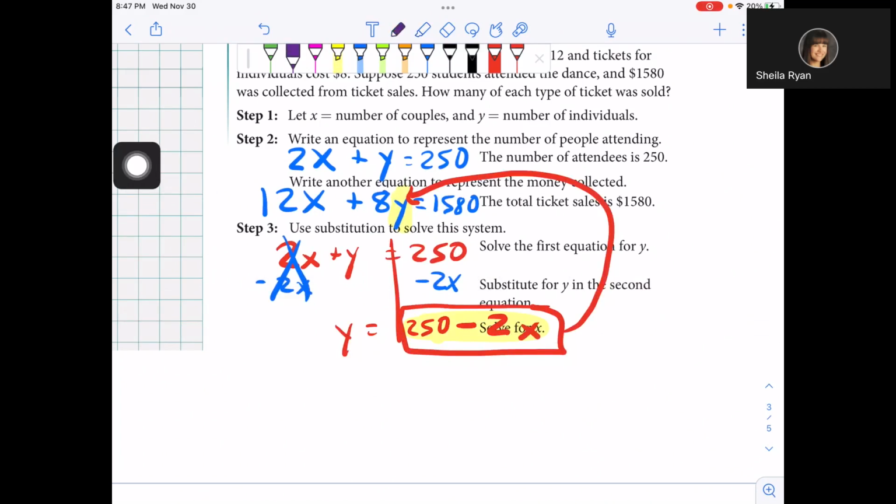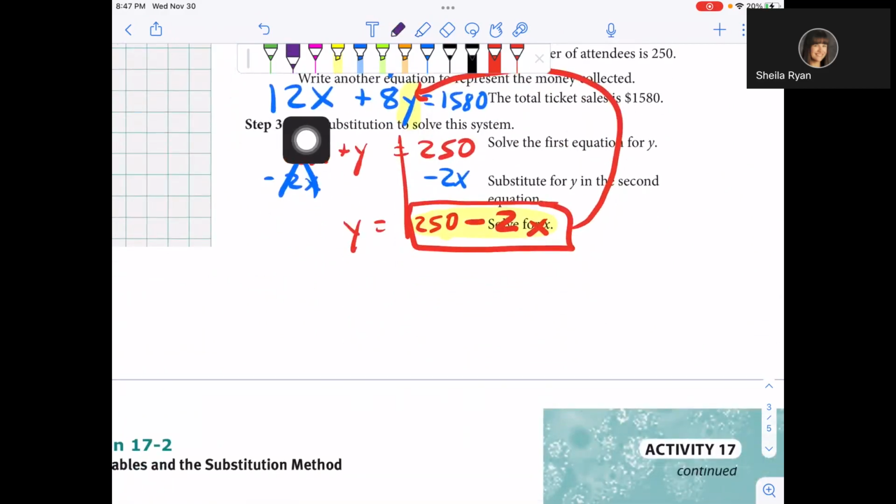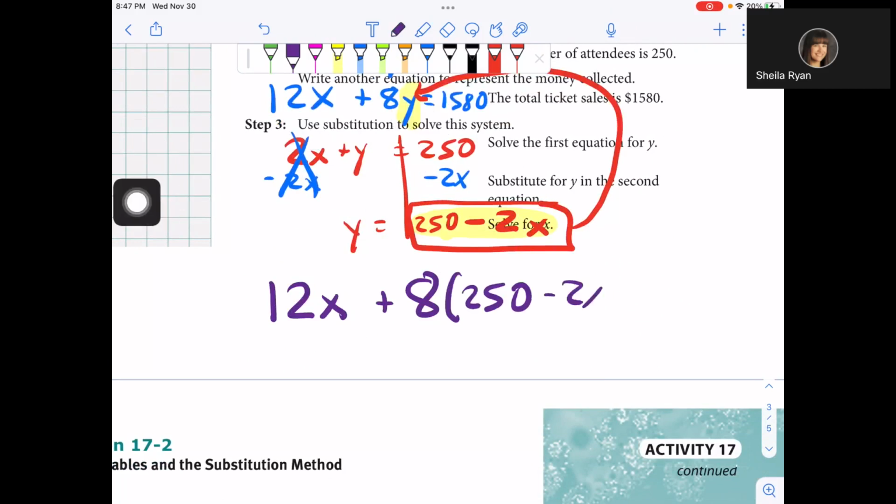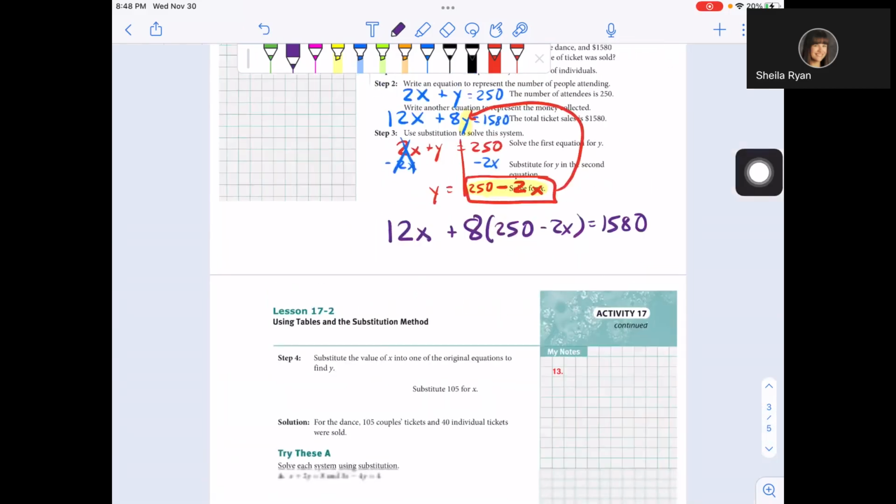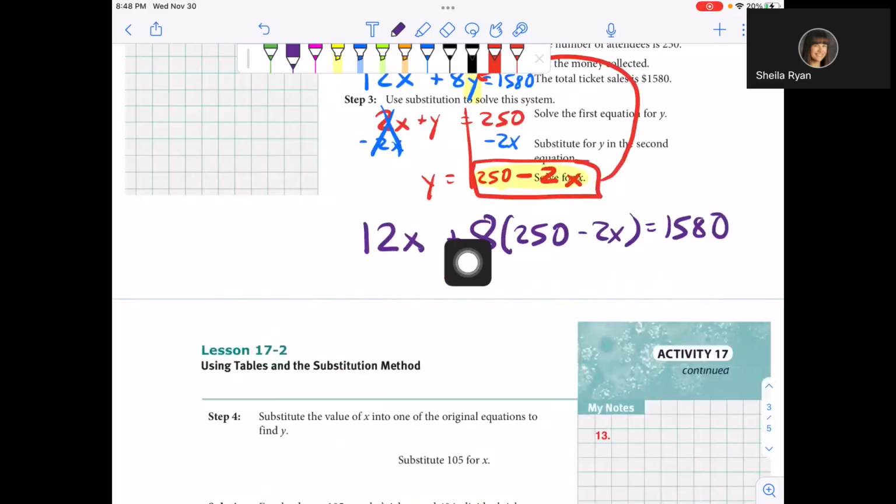And so what that step is going to look like, I have my 12X, I have my plus sign and my 8. And then instead of Y, I'm taking this expression that's equal to Y and putting it where the Y is, in parentheses. And then equal sign 1580. So this entire expression that's highlighted yellow got plugged into that second equation for the Y value. And at that point, you're just doing your algebra.